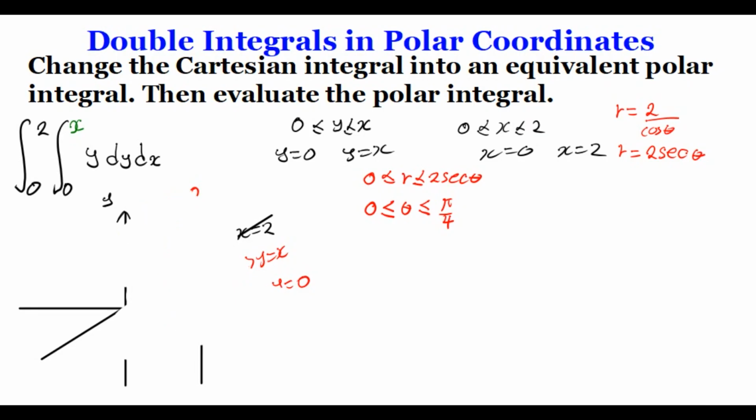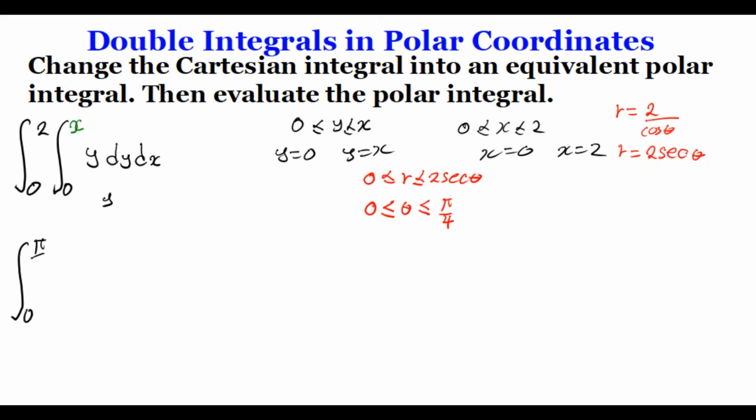Okay, so let's go ahead and do the evaluation quickly. So for the theta it will be 0 to pi over 4. Then for the r it will be 0 to 2 sec theta. Then here you have your y.